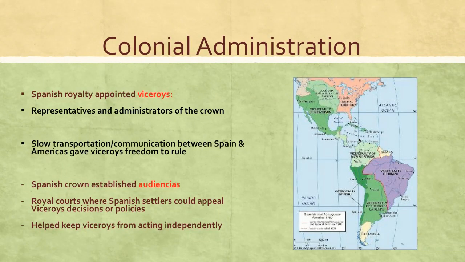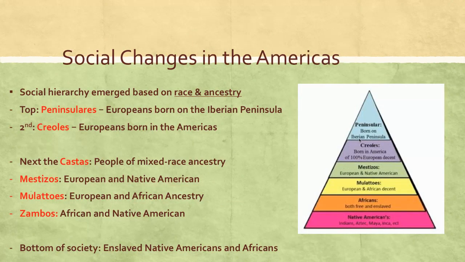But knowing that these people are so far away from the crown, 5,000, 6,000 miles away, it's difficult then for the Spanish crown to keep watch over them, to regulate them. So as kind of a check on the balance of power of these viceroys, the Spanish crown established audiencias, which were courts where the Spanish settlers, if they thought that their rights were being violated or that they were not being held accountable to the same laws as they would in Spain, could actually appeal the viceroy's decisions, and that would be handled by royal administrators, representatives of the crown. So smart strategy by the Spanish there.